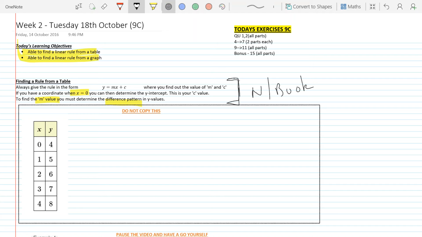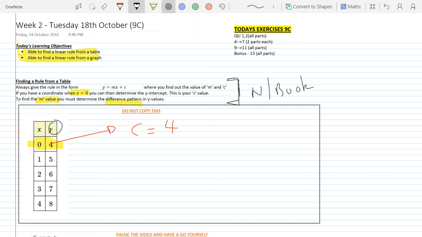Now, finding the rule from this table here. You can see the table's going down. It's exactly the same as what we've dealt with in class. If we can get the y-intercept when x equals 0, that's going to give us our c value. So straight away from here, we can determine that c is equal to a positive 4 when x equals 0.